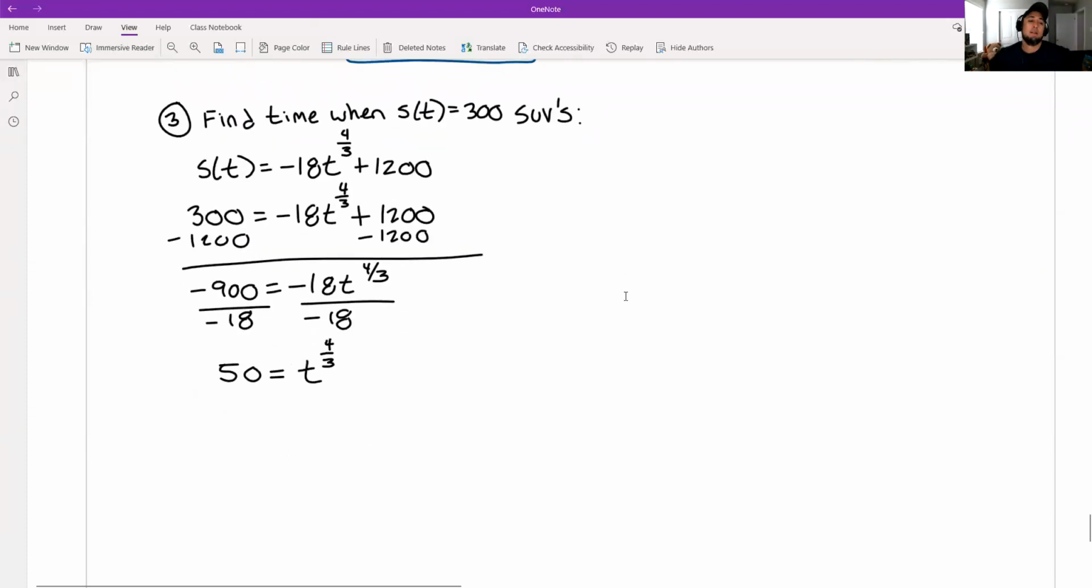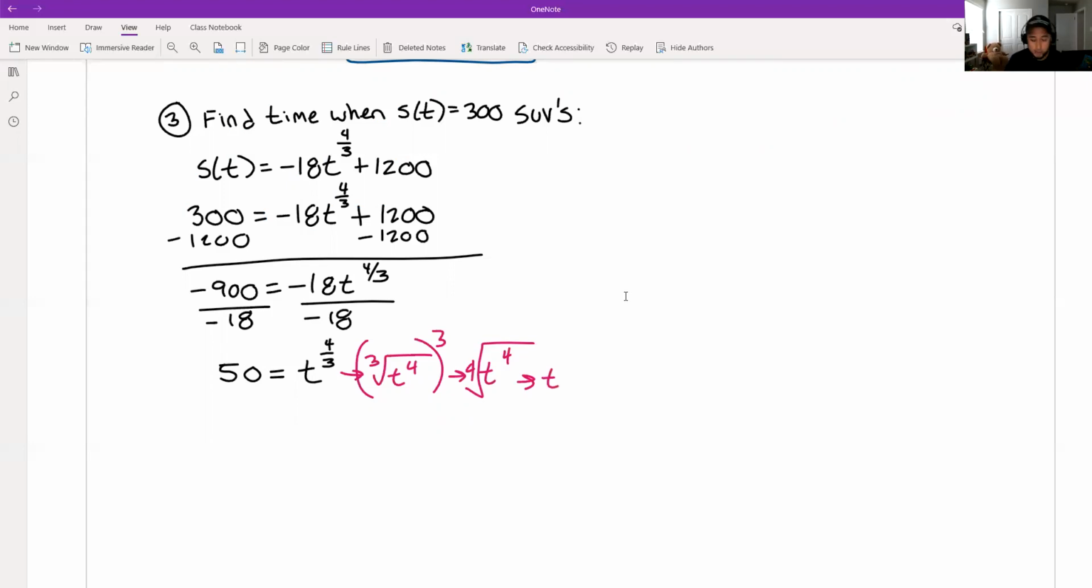Okay. So how do we get rid of that 4/3, right? I'm going to show you a nice little trick, so you don't have to rewrite this as a radical. Because normally, t to the 4/3 would be written as the cube root of t to the 4th. To get rid of that, you would cube both sides. And that would lead you to t to the 4th. But then you would have to get rid of the 4th power, so you would have to 4th root everything, which would then lead you to t. But that's just too much work.